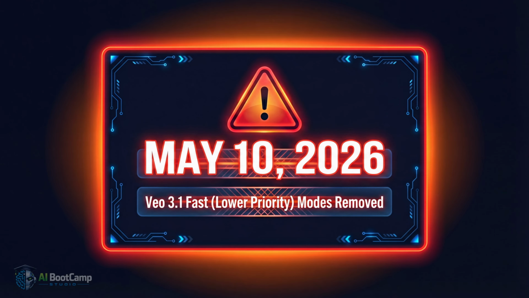Now, the mode that is going away on May 10th is Veo 3.1 Fast Lower Priority. These are queue-based modes, and you wait longer in exchange for a discounted or free generation. If you've been using them to batch generate B-roll or run a lot of iterations without burning credits, that workflow ends in less than 30 days from now.